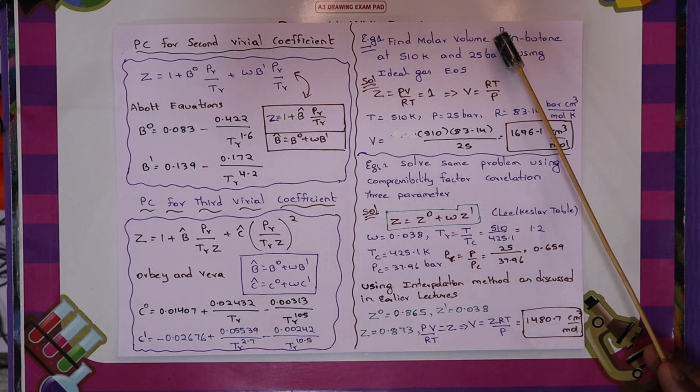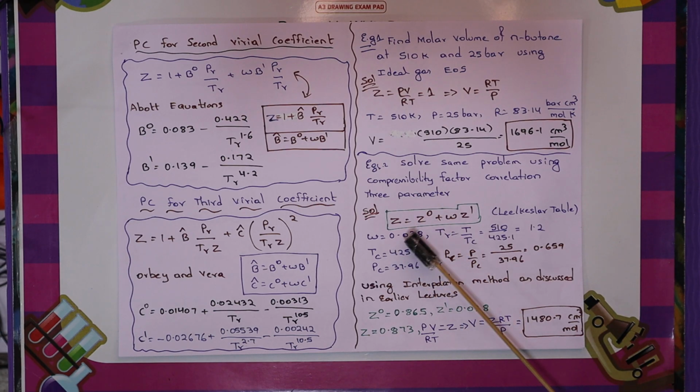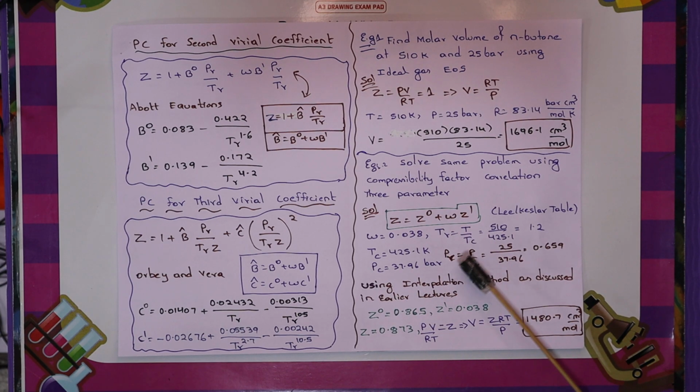Example 2, same problem, same temperature and pressure. Now we are using the compressibility factor correlation. That will be the generalized correlation. If you remember my earlier classes, we have used Z0 and Z dash from the tables. Z0 and Z dash, how are you going to calculate? If you know the TR and PR, so TR is T by TC and PR is P by PC.